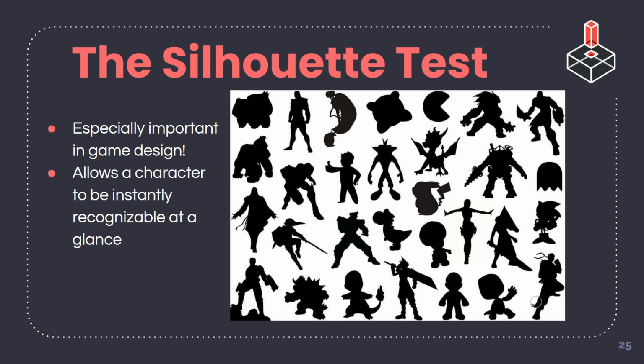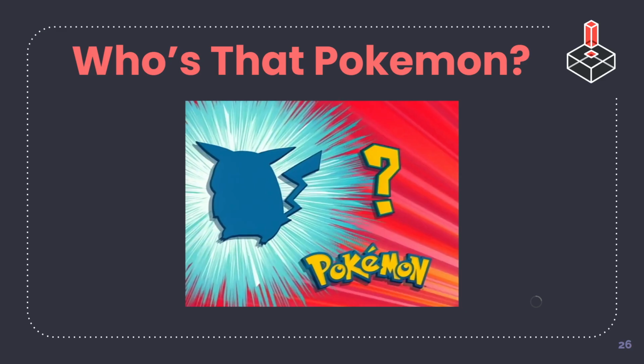So here are a lot of popular characters, but in silhouette, and you can see that they're still recognizable. You know who they are. So, does anyone know the game Who's That Pokemon? Yeah. This is how you know that Pokemon designs are really, really good, because this was something that they could do and you would know who it was based on silhouette. But we're going to do it with some random characters. So let's go.